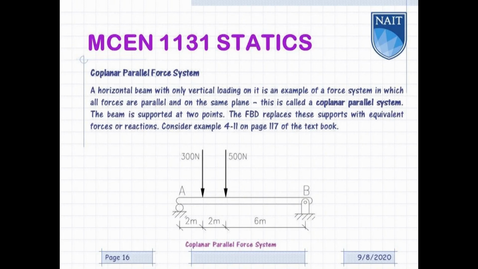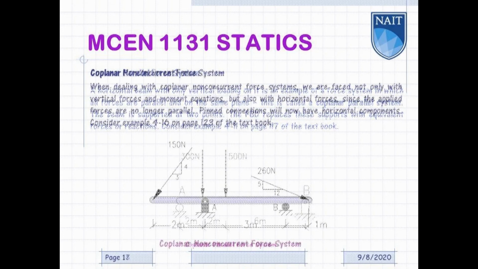A horizontal beam with only vertical loading on it is an example of a force system in which all forces are parallel and on the same plane. In other words, it is a coplanar parallel system. The beam is supported at 2 points. The free body diagram replaces these supports with equivalent forces or reactions. Consider example 4-11 on page 117 of the textbook.